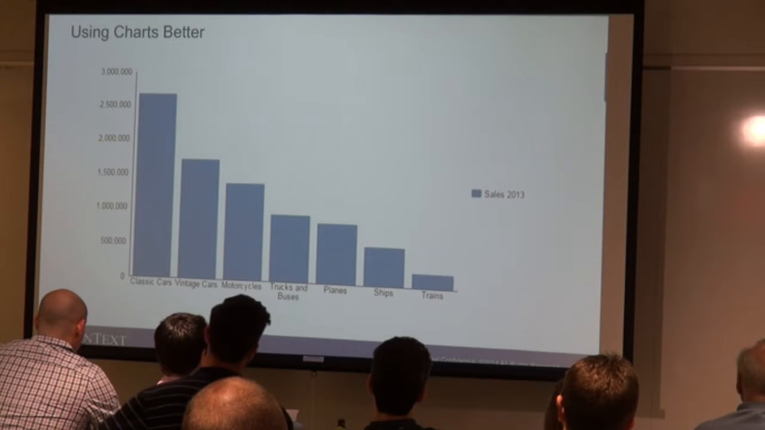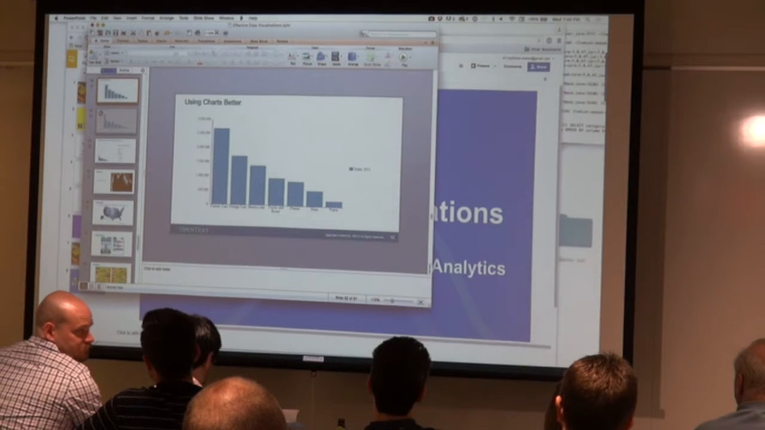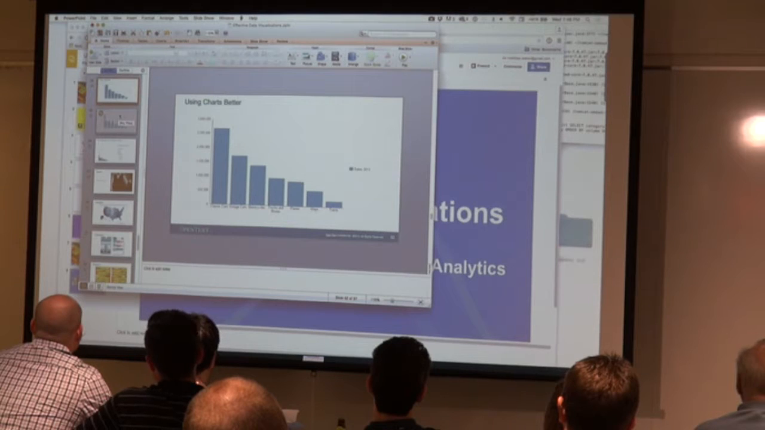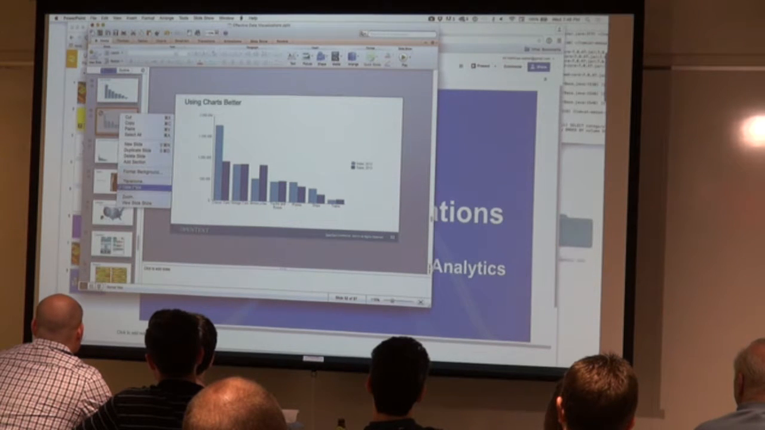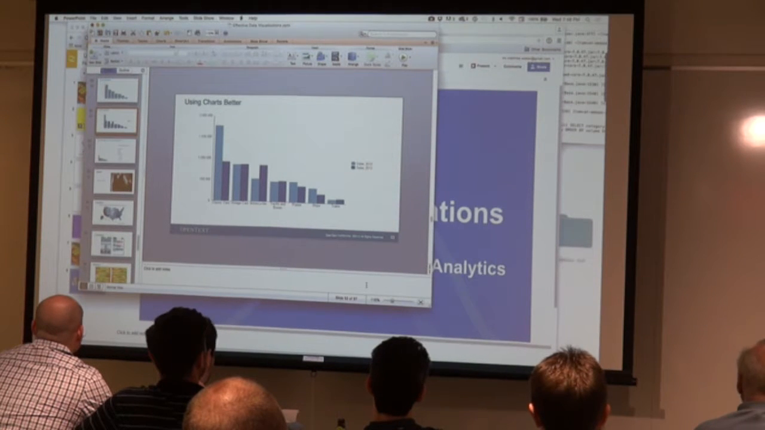Did I hide the wrong slide? Hold on a second. Yeah, I hid the wrong slide, sorry. Control click, unhide slide. And what's the button to show this? Top what?